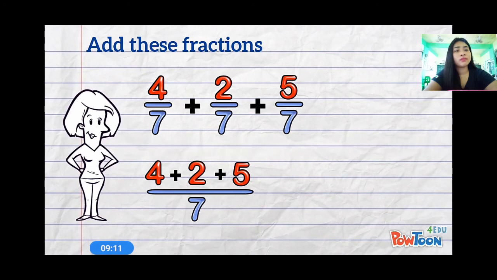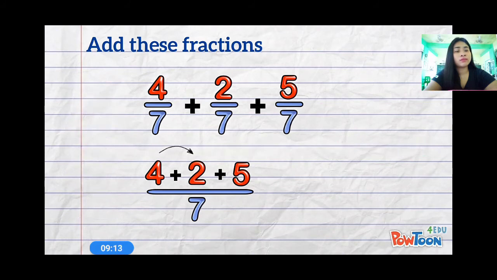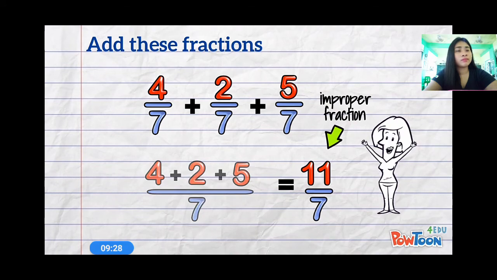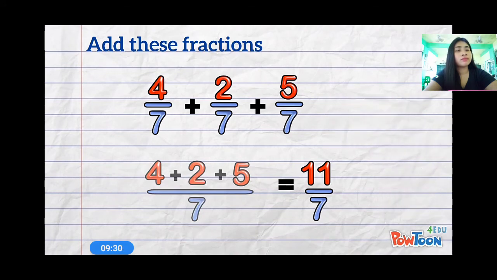Next, you just add it up. 4 plus 2 is 6, plus 5 equals 11. We get 11 over 7. That's the numerators added, but now we've got an improper fraction, so it won't do. But that's okay, because you know how to change it to a proper fraction, don't you? Remember how? The denominator is 7.